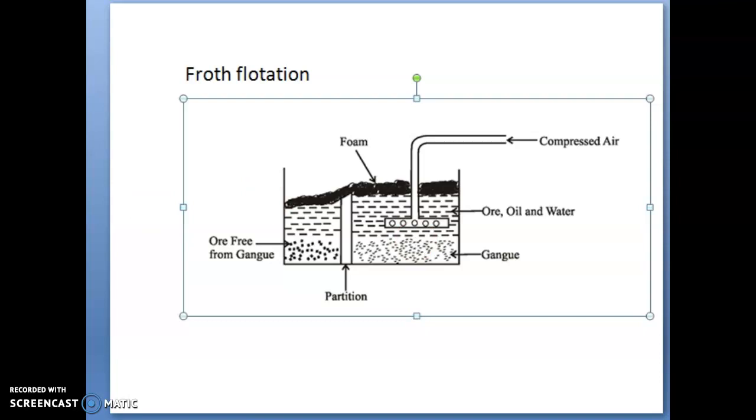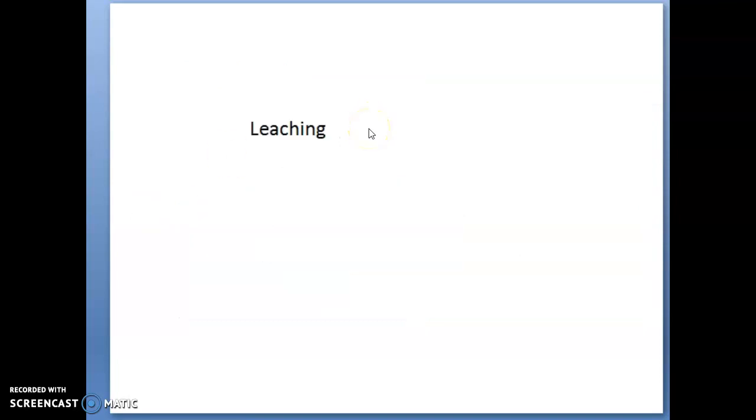And the next one is leaching. It is nothing but a chemical method. In that chemical method, the powdered ore is treated with a suitable reagent in which the ore dissolves, and the earthy material is filtered off and separated out.